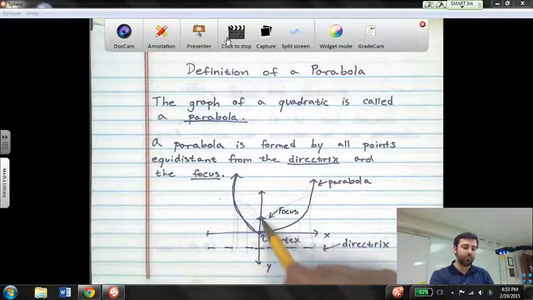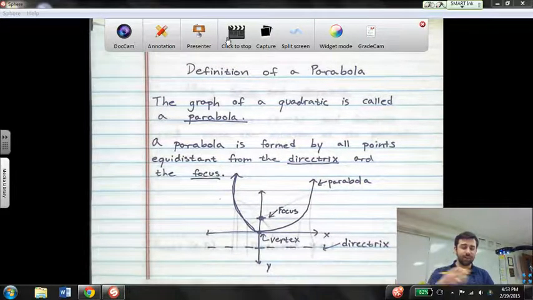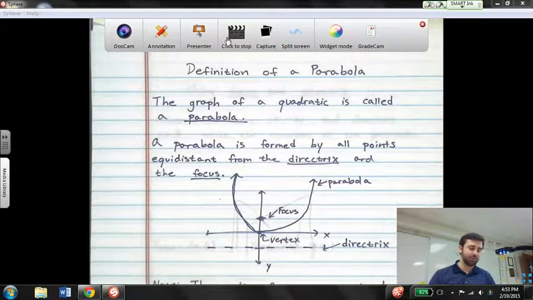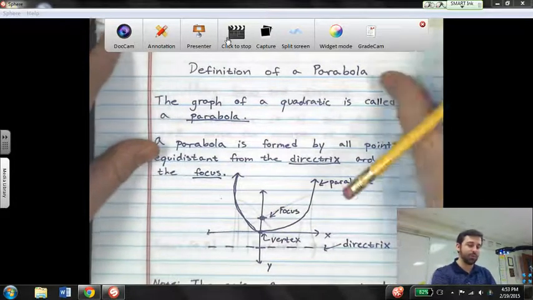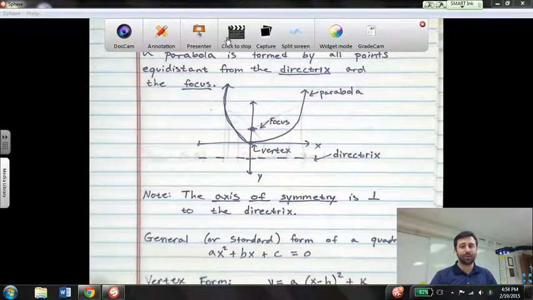Now, the midpoint between the focus and the directrix is the vertex of my parabola, and that's going to be important when we are actually using focus and directrix to solve problems. I want you to note that the axis of symmetry is perpendicular to the directrix.